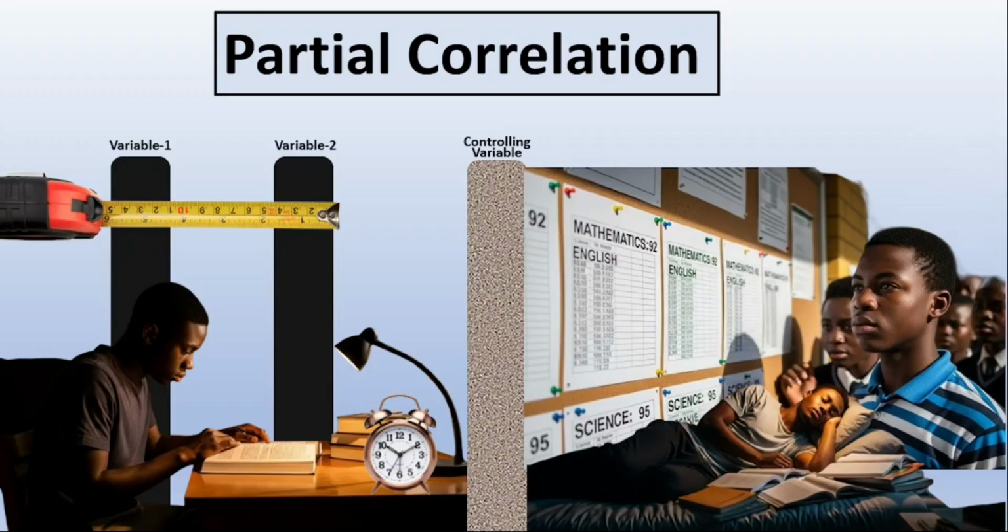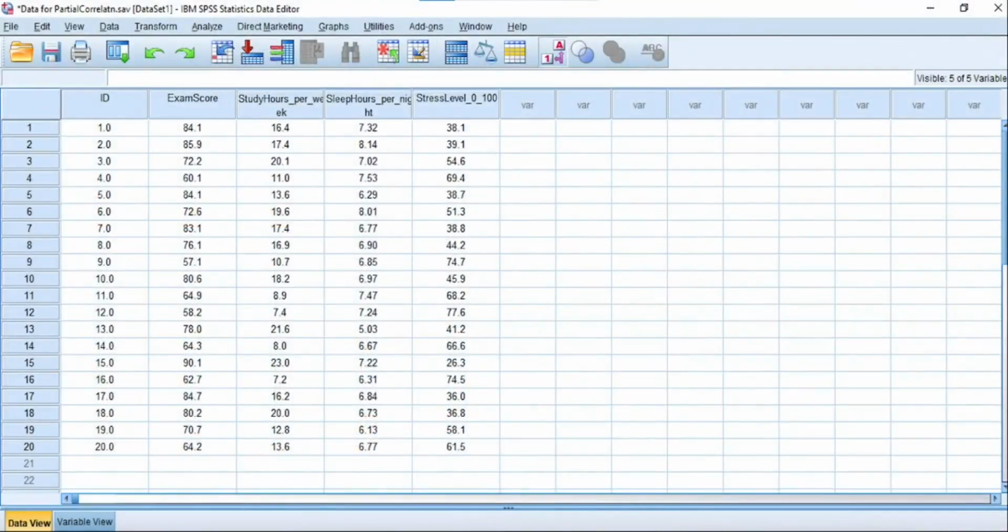Now, let's take a look at the dataset for this demonstration. This is the dataset consisting of the records of final exam score, average study hours per week, average sleep hours per night, and a stress level score measured with a short validated scale. In this video, we intend to use this data to examine the correlation between study hours and exam score while controlling for sleep hours. However, for your data to be tenable for partial correlation analysis, there are certain parametric assumptions that your data must satisfy.